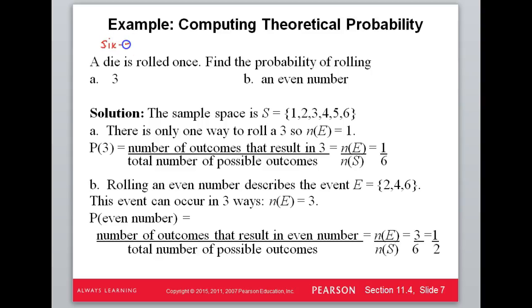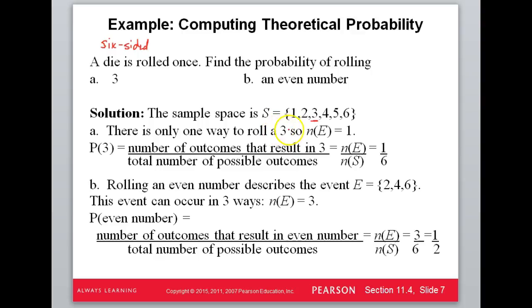And we want to find the probability that we roll, in part A, a 3, and in part B, an even number. Okay, well the sample space here, S, all the things that could possibly happen: I could roll a 1, a 2, a 3, 4, 5, or a 6. And then how many of these possible outcomes are a 3? Just one, that one right there.